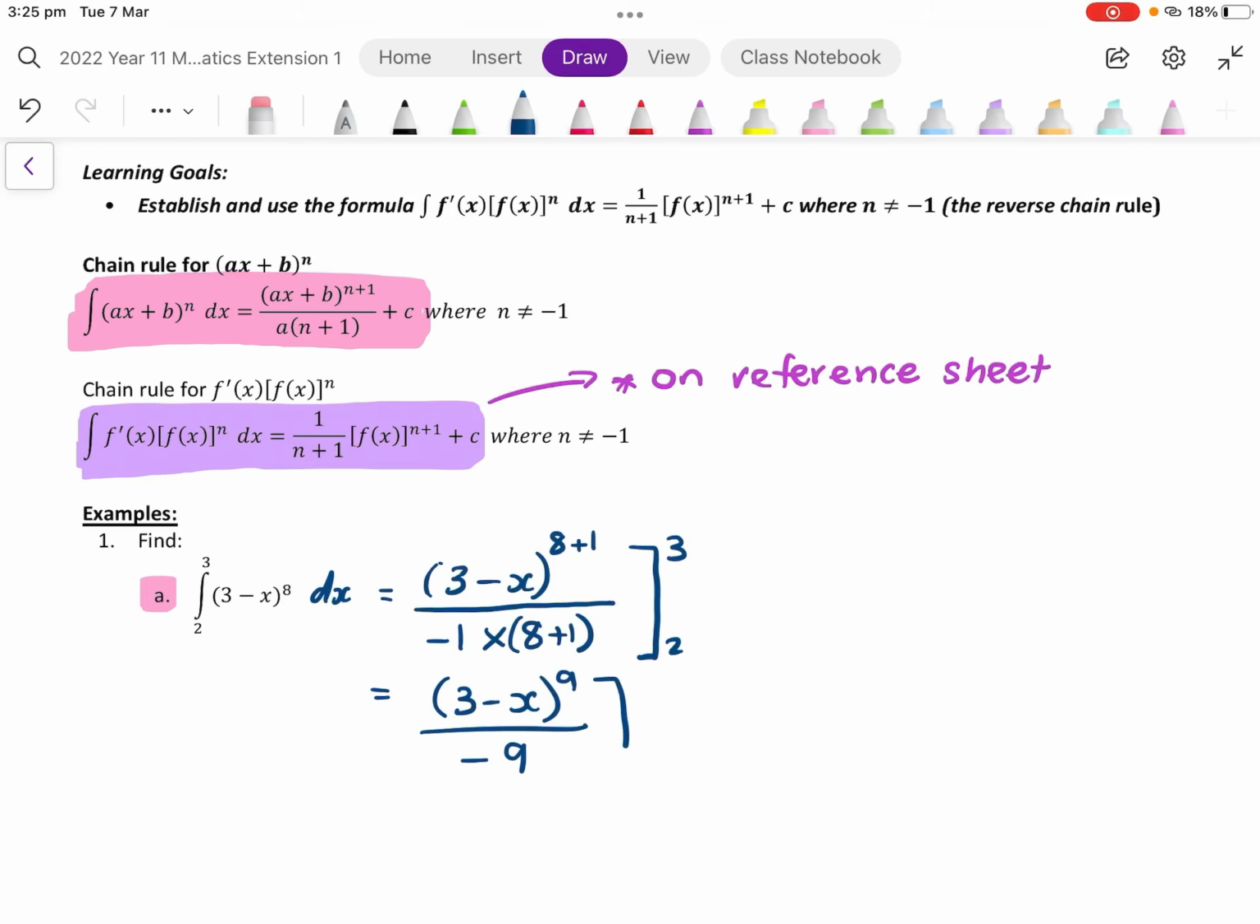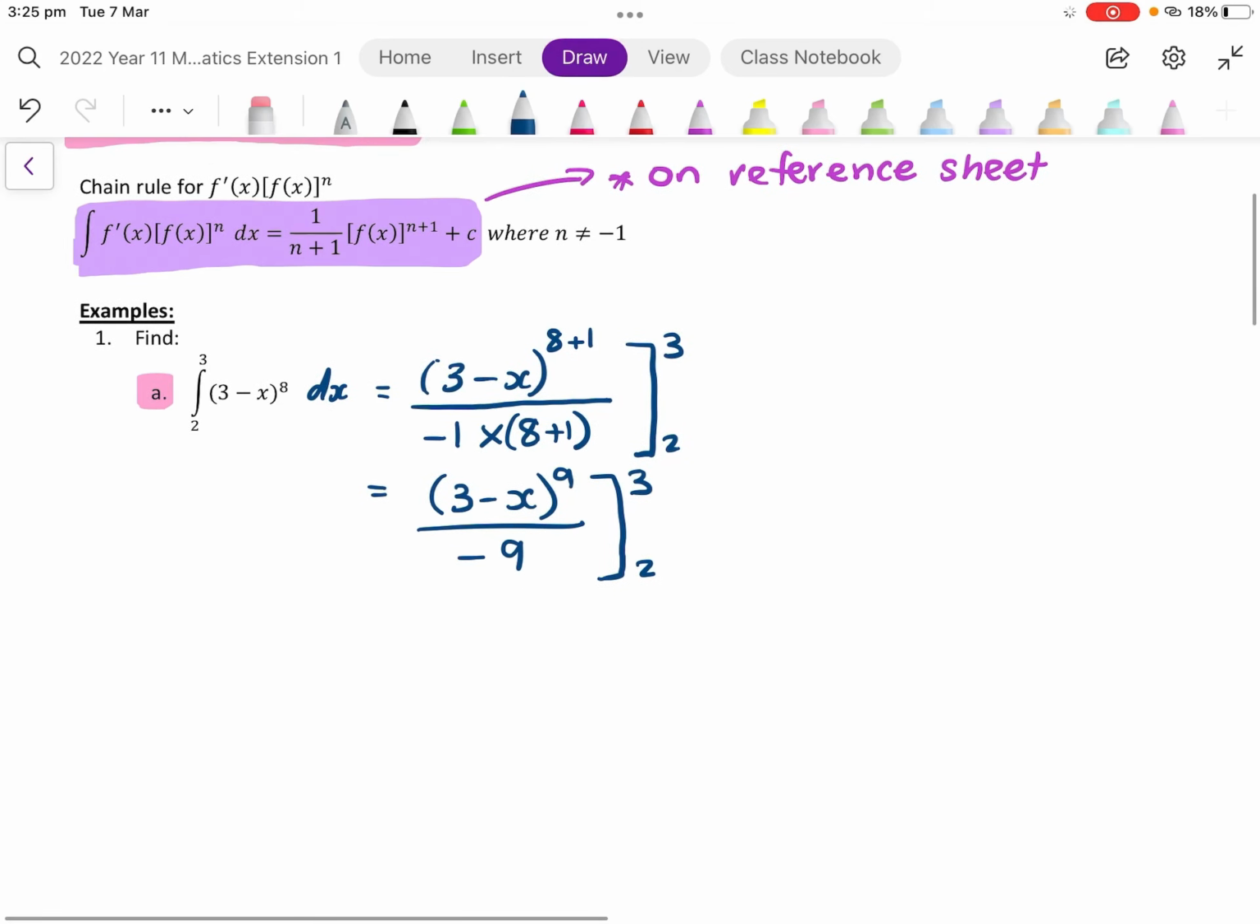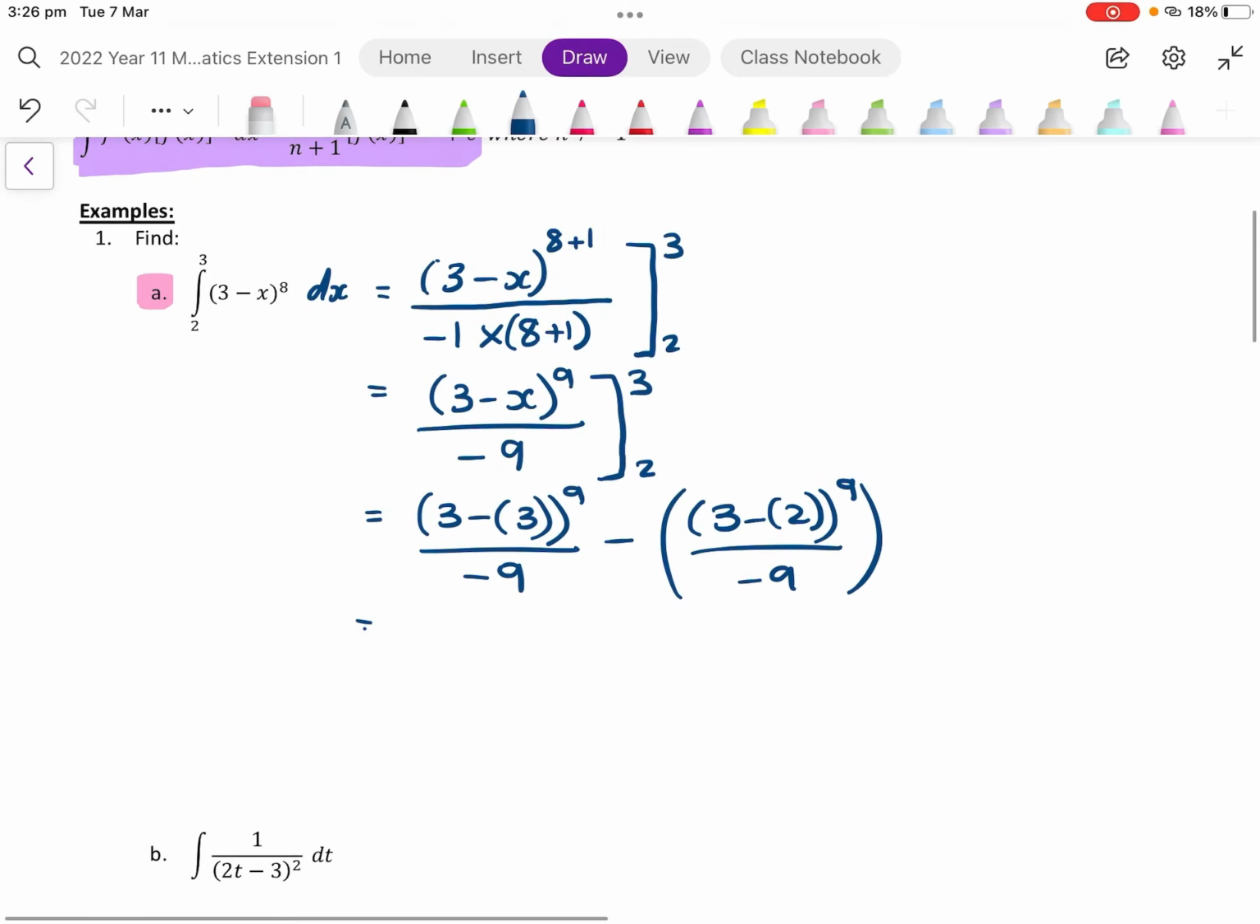We will substitute in our values of 2 and 3 now. So we'll have 3 minus 3 to the power of 9 all over negative 9, minus, remember, we put a bracket around the second part, 3 minus 2 to the power of 9 all over negative 9. So 3 minus 3 is 0, to the power of 9 is still 0, divided by minus 9 is still 0, minus 3 minus 2 is 1, to the power of 9 is just 1, over negative 9. So this is 0 plus a ninth, which equals 1 over 9.